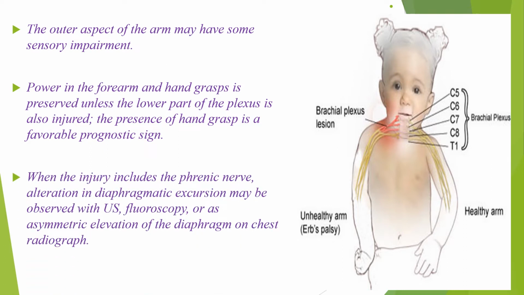When the injury includes the phrenic nerve, alteration in diaphragmatic excursion might be observed with ultrasonography, fluoroscopy, or asymmetric elevation of the diaphragm on chest radiograph.